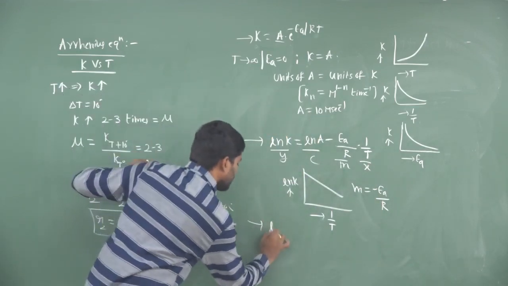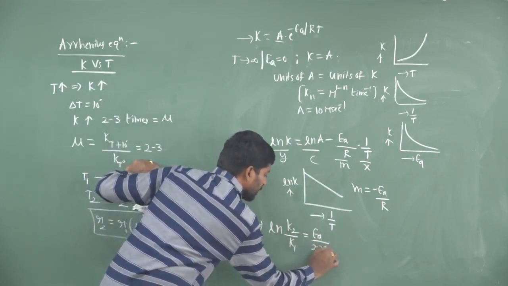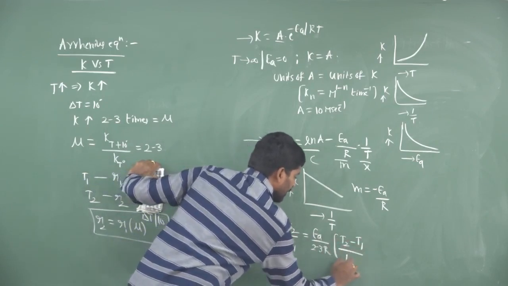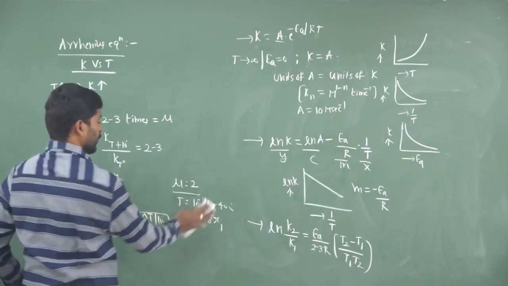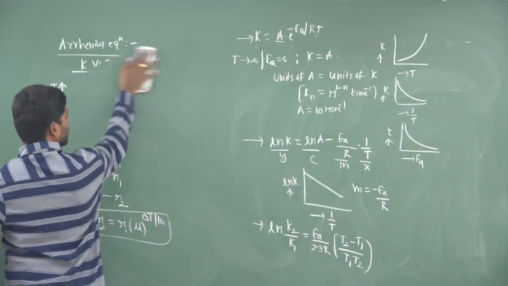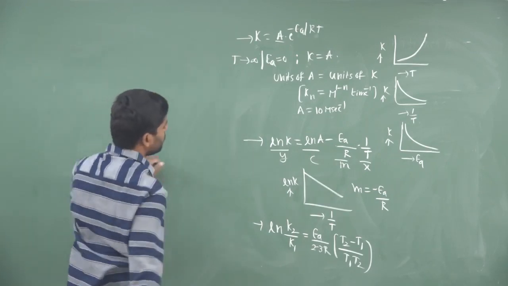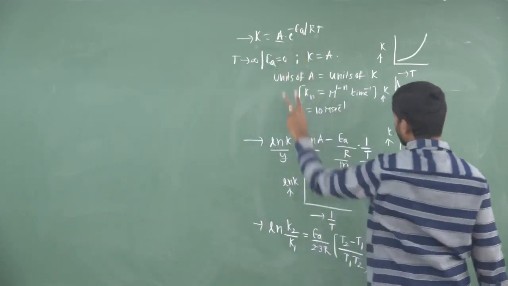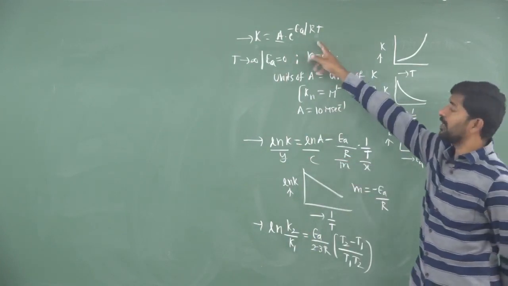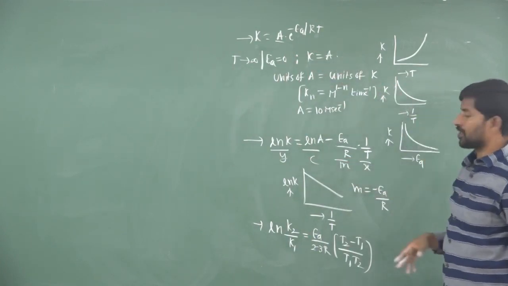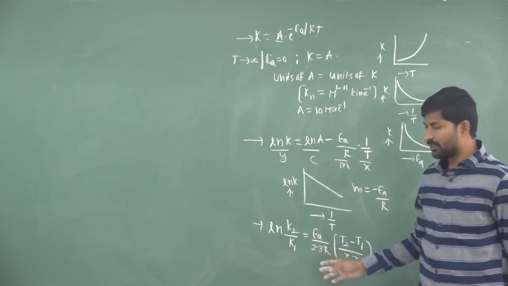And the integrated form: ln K2 by K1 is equal to Ea by 2.303 R into T2 minus T1 by T1 T2. So from this, if K1, K2, T1, T2 data is known to us, we can calculate activation energy. This is the Arrhenius equation. Remember this equation and the linear relation. Between K and T we get a non-linear, exponential relation, while here we get a linear relation.